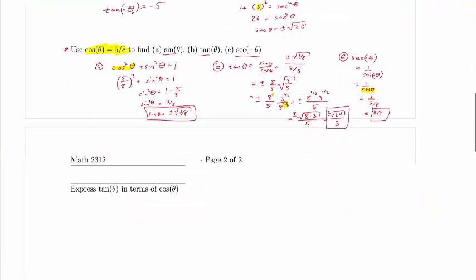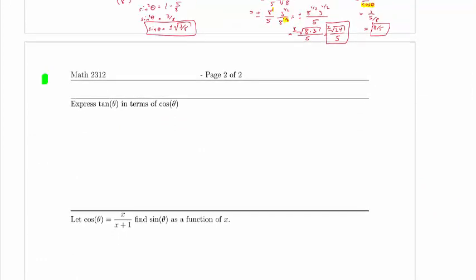Okay, on to the back side of the handout. We're going to express tan theta in terms of cosine theta. So first off, we start off with what we know. Tan theta equals sine theta over cosine theta. And again, we have tan theta now expressed as sine and cosine, but we only want it expressed in terms of cosine. That's what we want. And so what we need to do is get sine in terms of cosine.